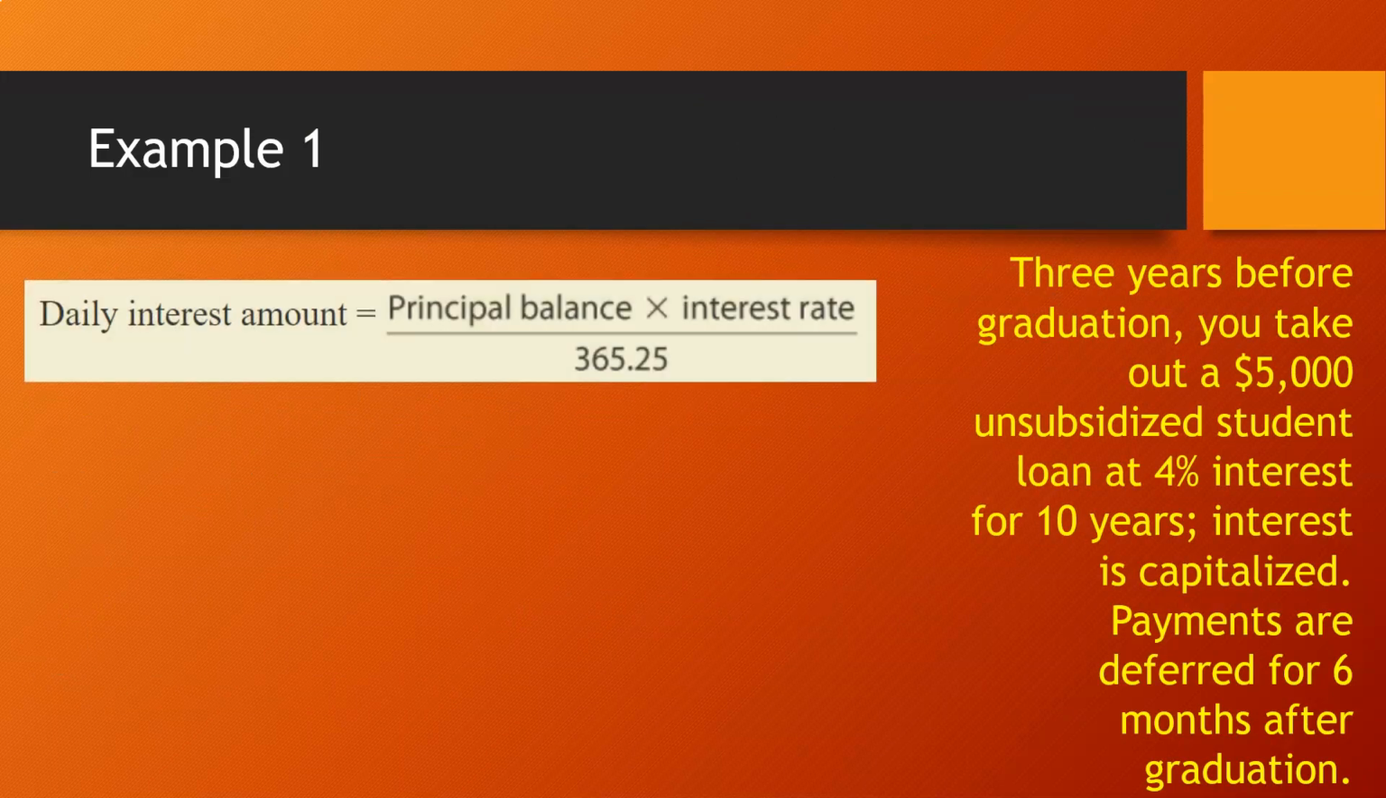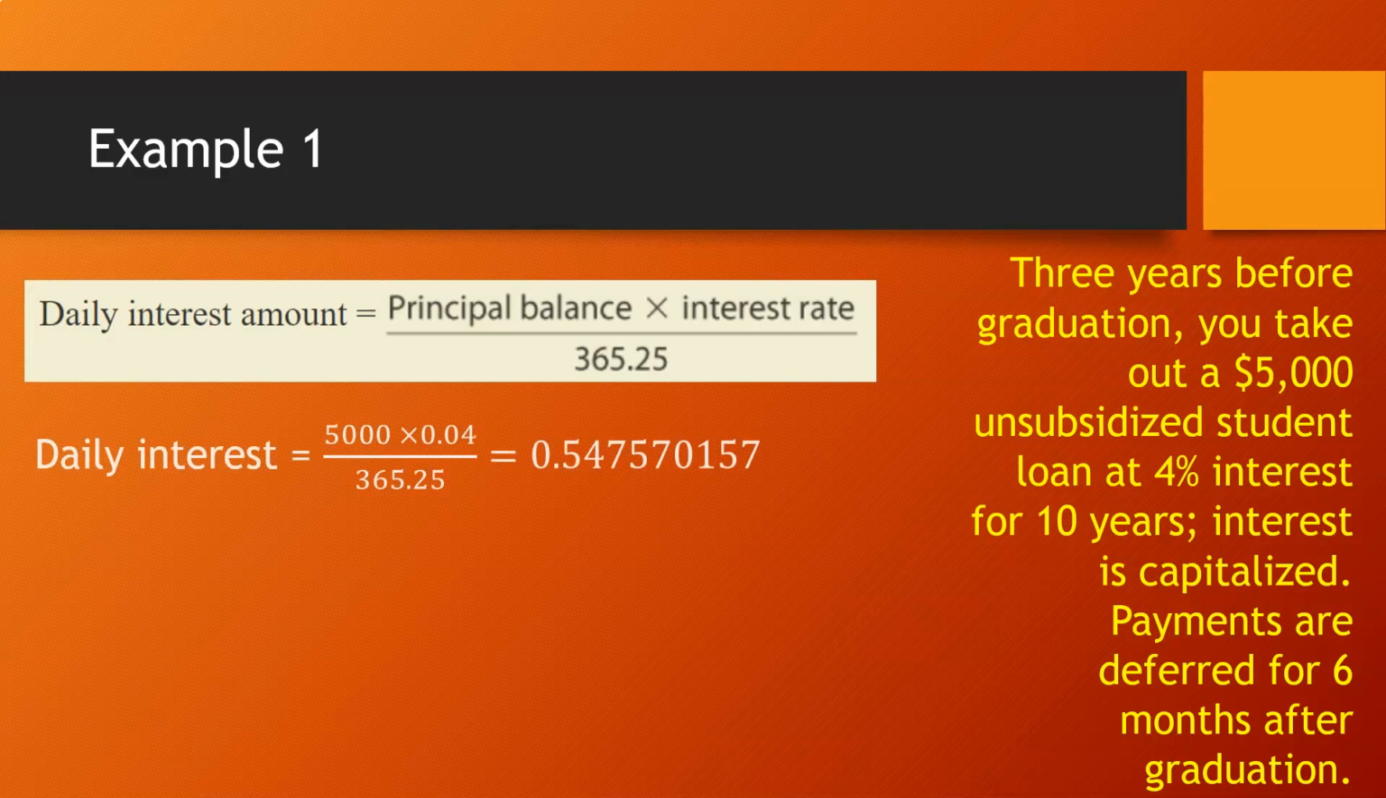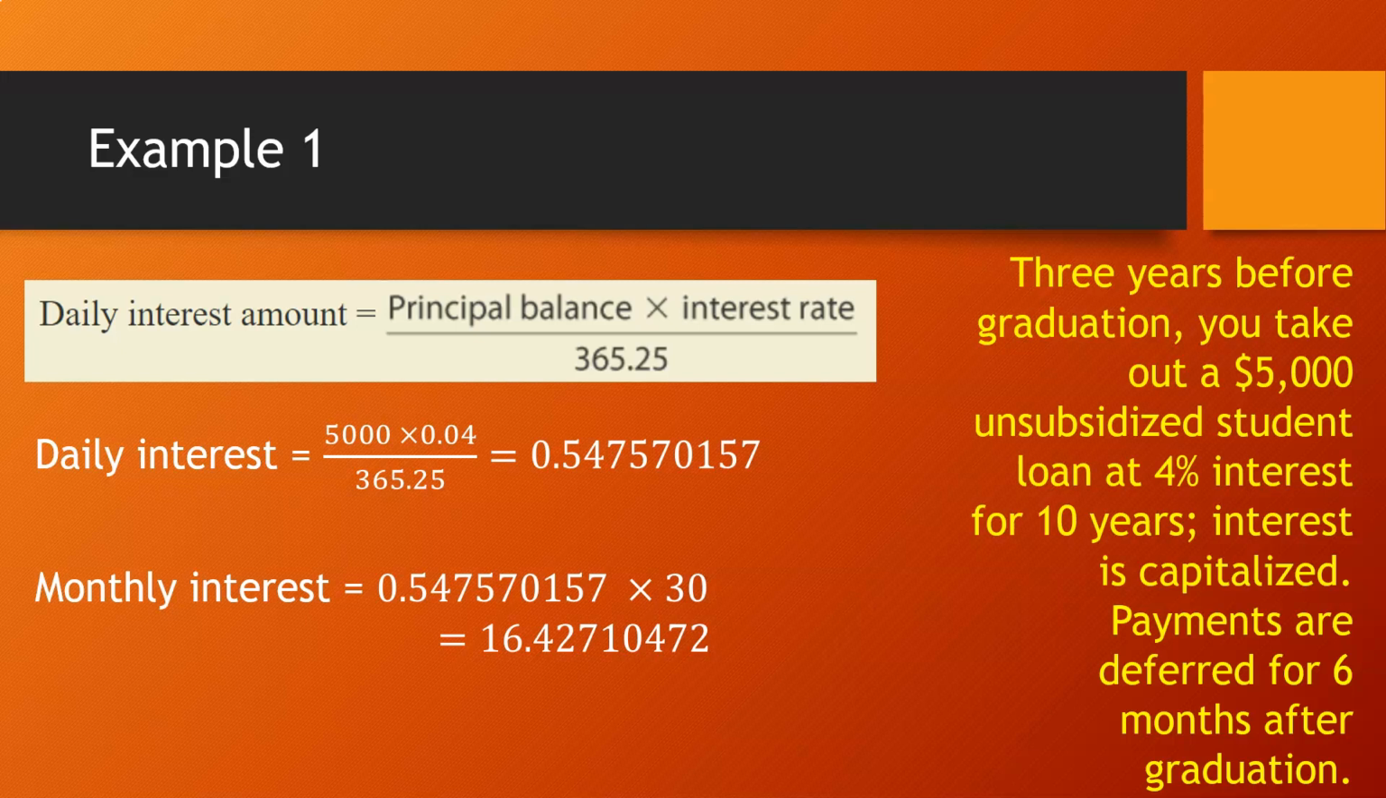So let's start by finding the daily interest amount. The principal balance is $5,000, the interest rate's 4%, and we divide by 365.25 because that's the number of days in a year. The 0.25, by the way, is coming from the fact that every 4 years we add 1 day to the year for leap years. Now you want to hang on to every single decimal at this point, because we're going to find the monthly interest next by multiplying that daily interest by 30. We are going to assume that there is an average of 30 days in a month.